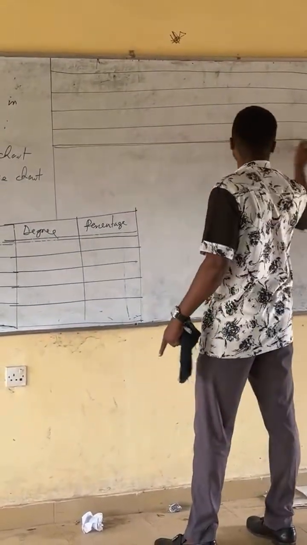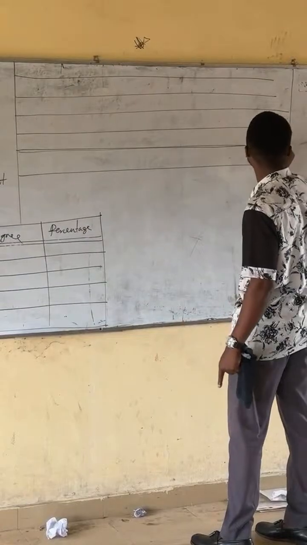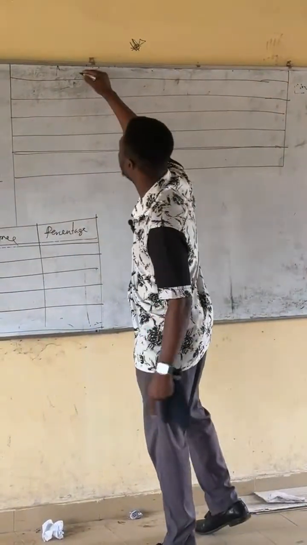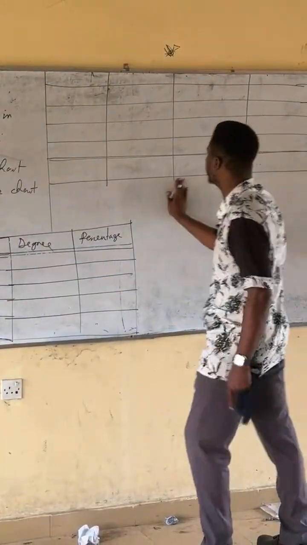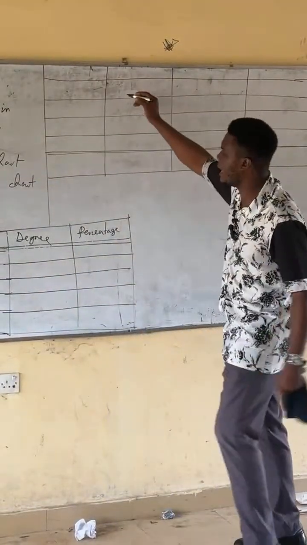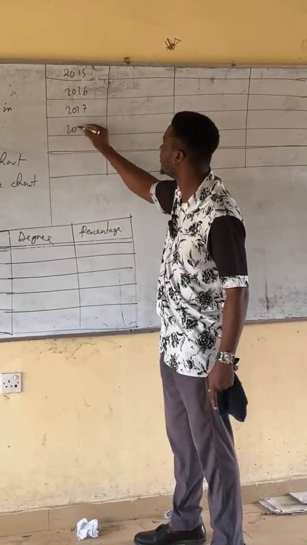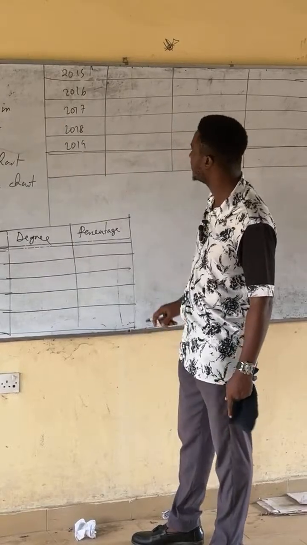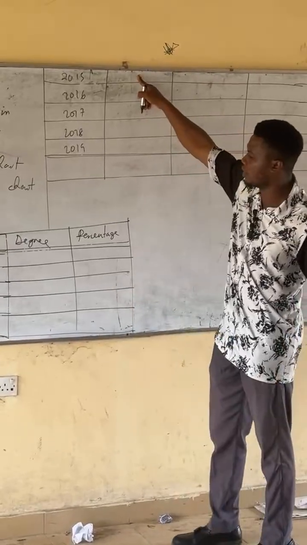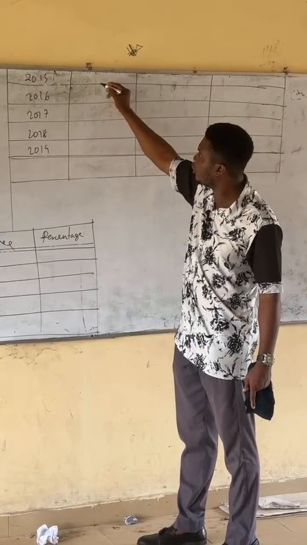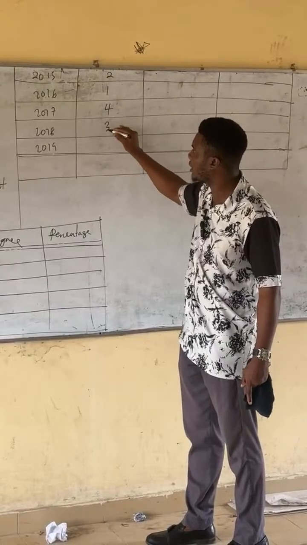Then I'm going to put a last column for total. I need the total. So this is number of cars and percentages. So see what you are going to do. Call the remaining years: 2015, 2016, 2017, 2018, 2019. Then what is this one? How many was this? 2, right? 1, 4, 3, 6.